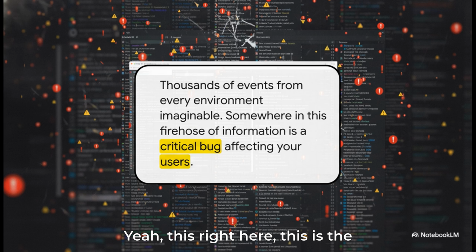Yeah, this right here, this is the screen that haunts developers' dreams. We're talking thousands of events, warnings, errors, you name it, coming from every environment you can think of. It's a complete fire hose of data. And somewhere, buried in all that, is a critical bug that's ruining a user's day. The question is, where do you even begin to look?